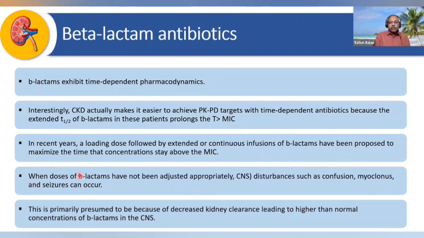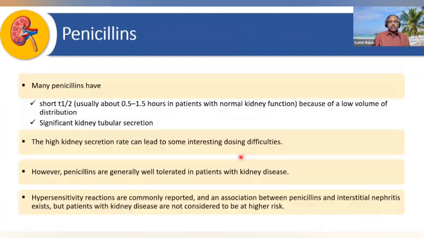So if you look at the individual beta-lactams, look at penicillins. Penicillins have a very short half-life, usually about 0.5 to 1.5 hours in normal kidney function. But they have very significant tubular kidney secretion. This secretion is lost in the presence of CKD. Therefore, their half-life is increased. This can lead to dosing problems, but generally you can give penicillins even at higher doses. They are well tolerated, so not much toxicity. It doesn't matter even if you give higher doses. So really it doesn't matter as far as penicillins are concerned. Continue the same dose.